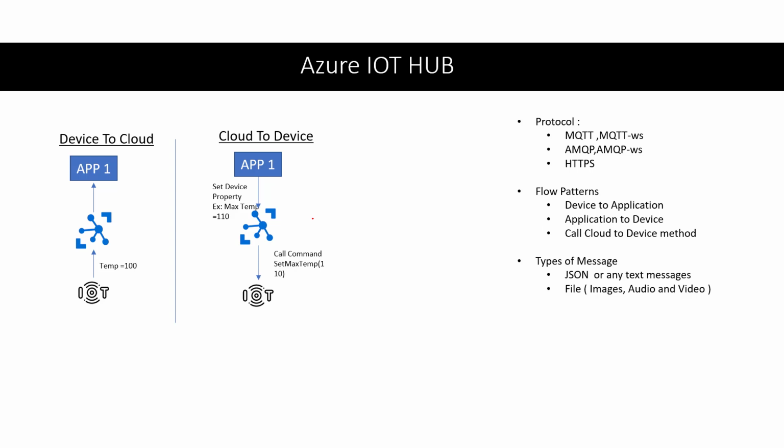And the third one, which was surprising for me, was that if you want to send a command from your application to your device, even that's possible. When I say command, it's like calling a method in your device. So from the IoT Hub, you could call a method in the device. So that's also possible. So there are three communication patterns which Azure IoT Hub supports.